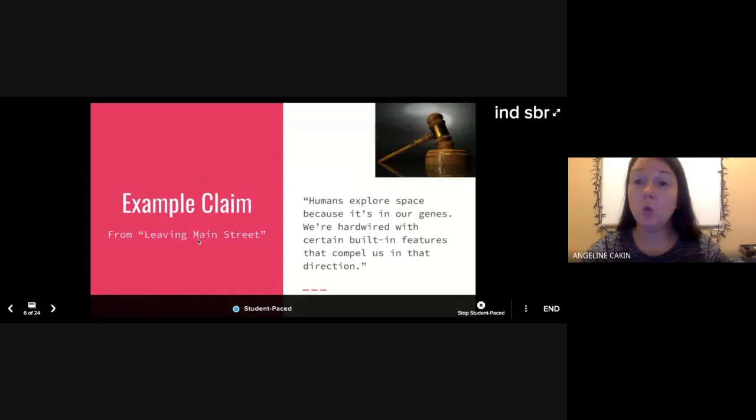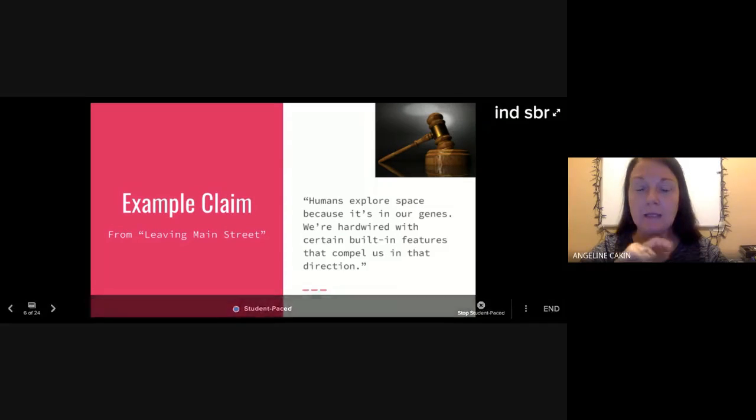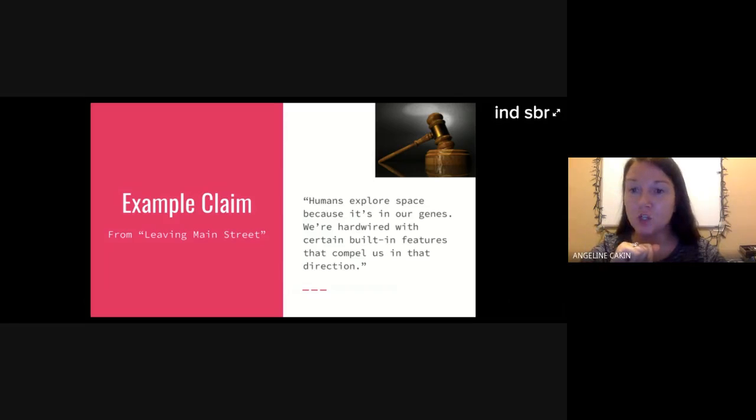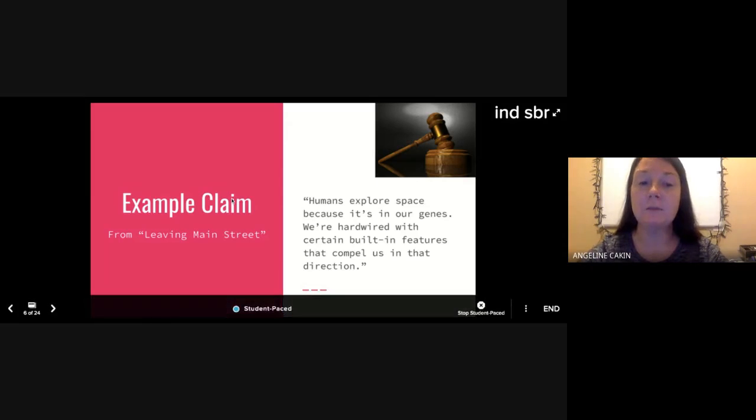We are going to be getting into a model text and going through the different elements of the model text. We're going to read Leaving Main Street soon, and we're going to look at that as a way to help us with our writing of an argument. The example claim in Leaving Main Street is that humans explore space because it's in our genes. We're hardwired with certain built-in features that compel us in that direction.